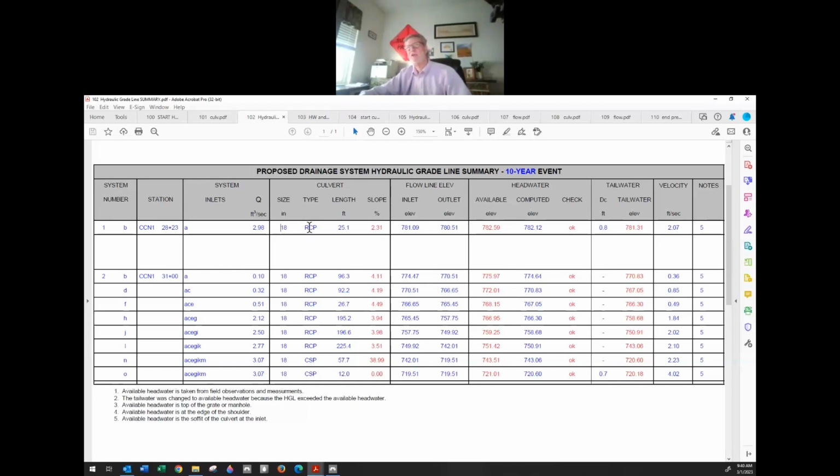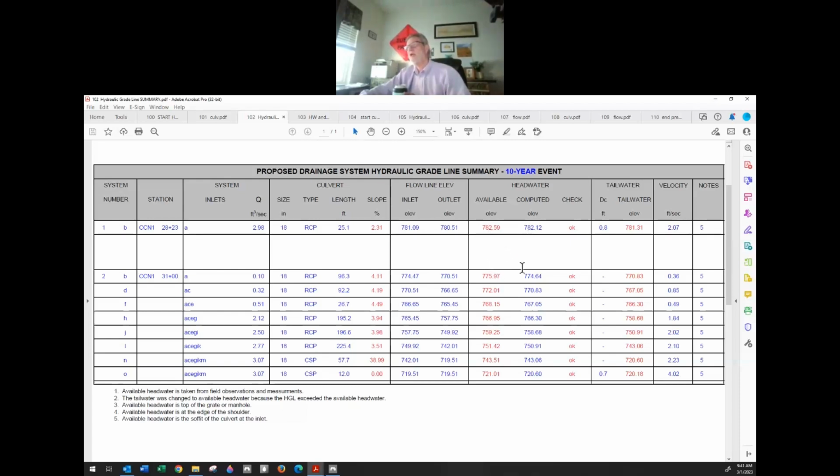Type the size of the culvert, type in the material, the length of the culvert, and then it calculates the slope automatically for you. And then the inlet flow line elevation and the outlet flow line elevation. I try to use the elevations straight out of the surveys, but if for some reason those elevations are not available, you can assume elevations. It doesn't have to be the natural ones out of surveys. And then the available headwater, we'll talk about that in a moment.